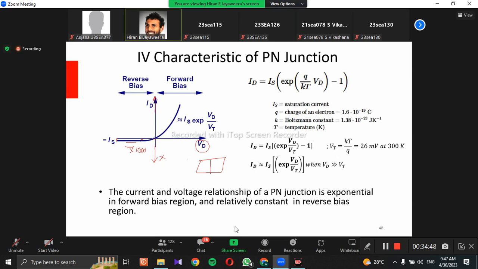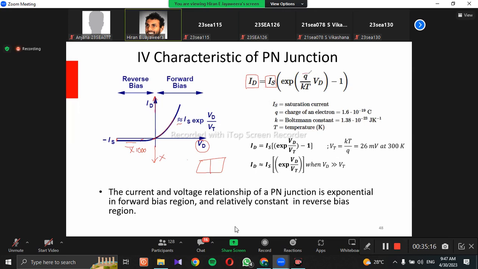And the positive side goes like this. It approximates some sort of exponential curve, and this is the equation. ID, the current through the junction, is equal to IS, the saturation current, which is a fixed amount, times e to the power Q divided by KT times VD.